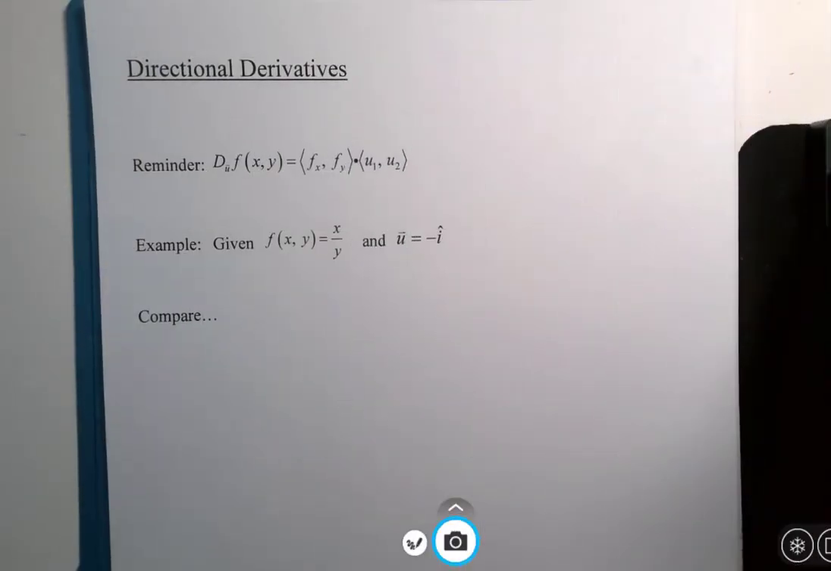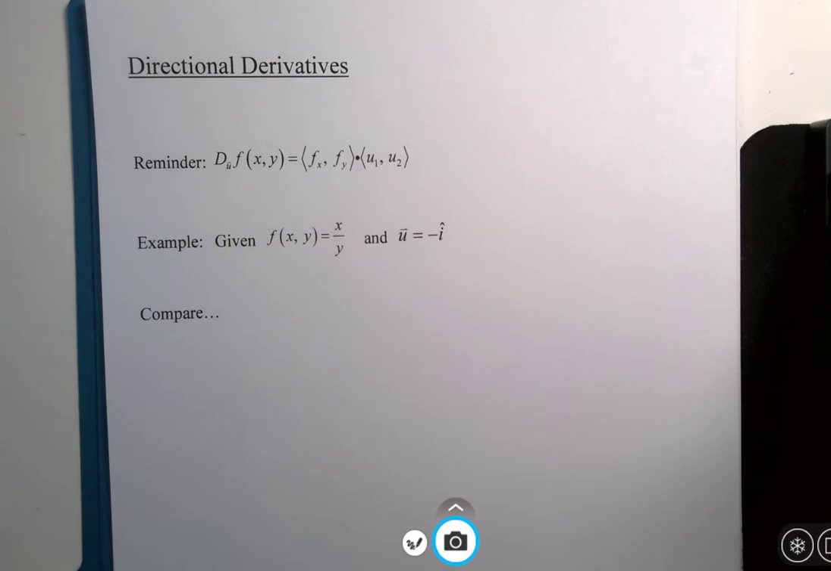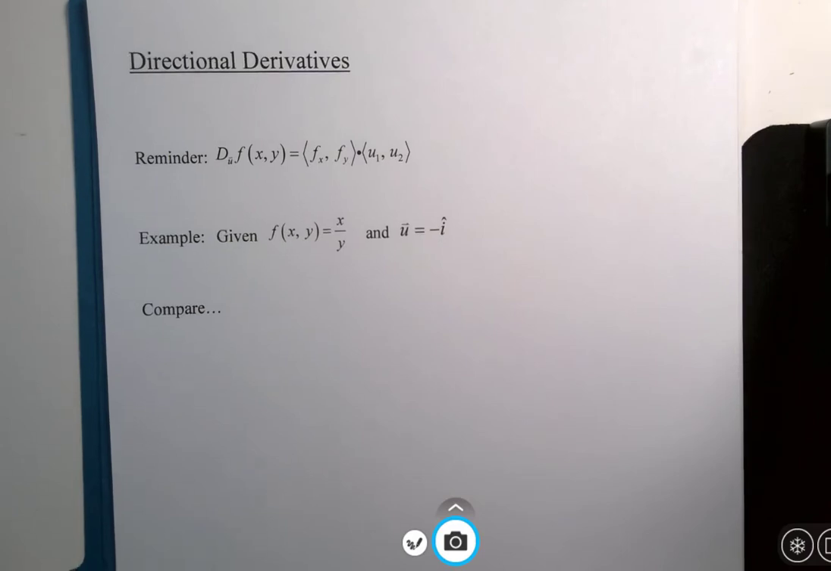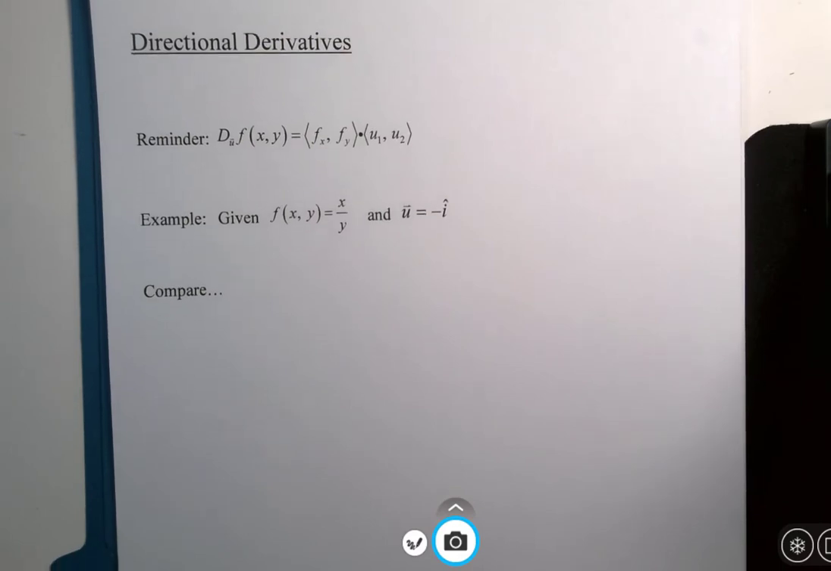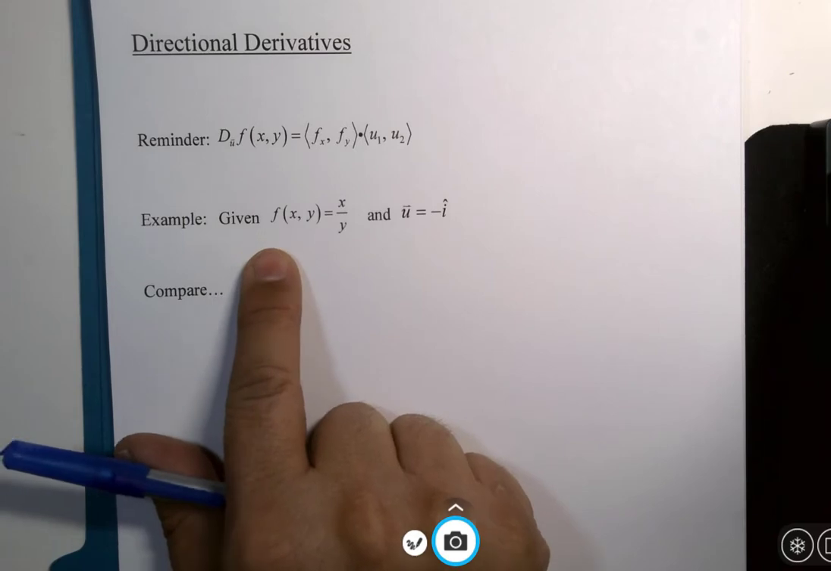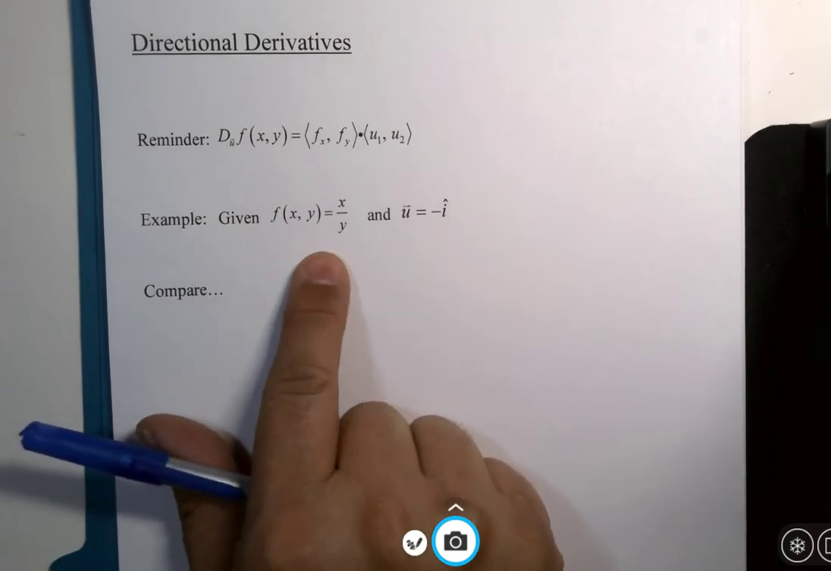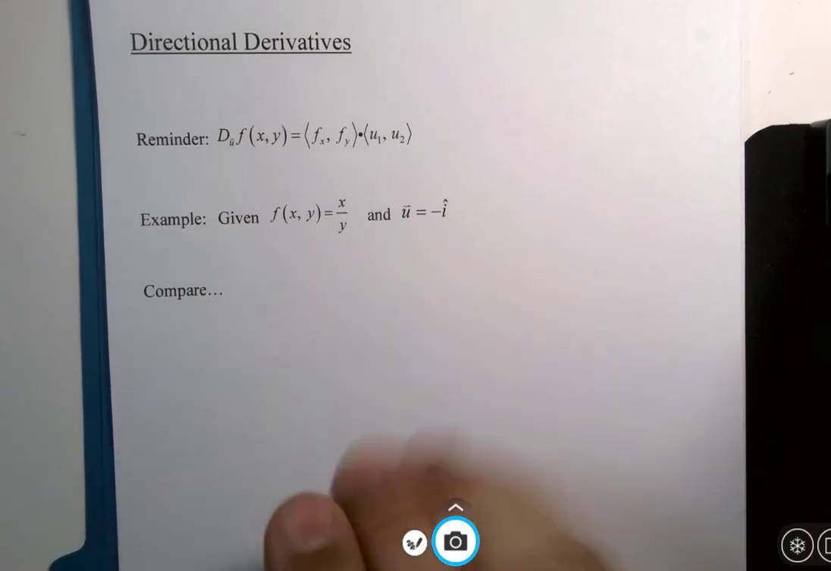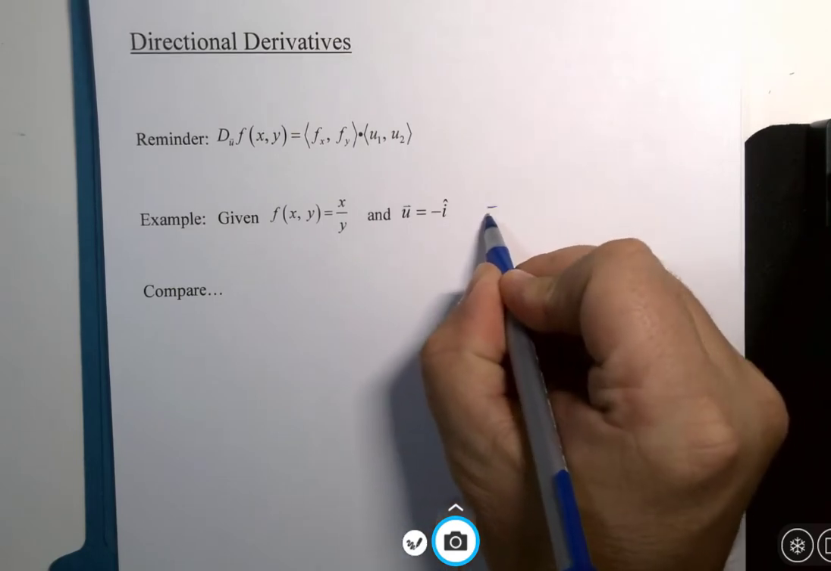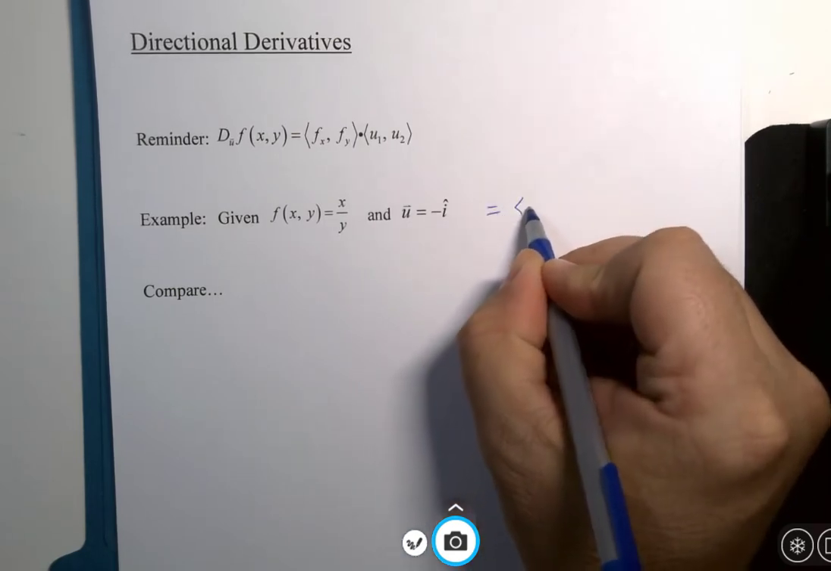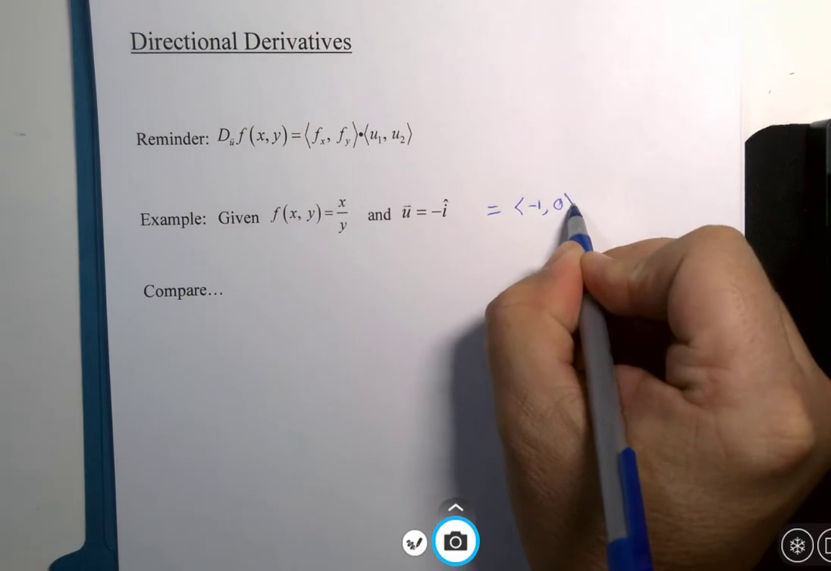We're going to look at two, not too difficult examples, to continue looking at directional derivatives. The first one here is we have a function of x, y is x divided by y, and we do have a unit vector. This would be equivalent to having the vector -1, 0.